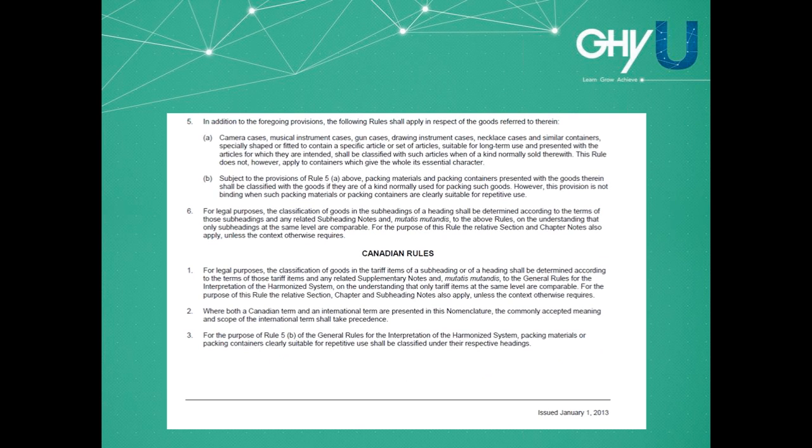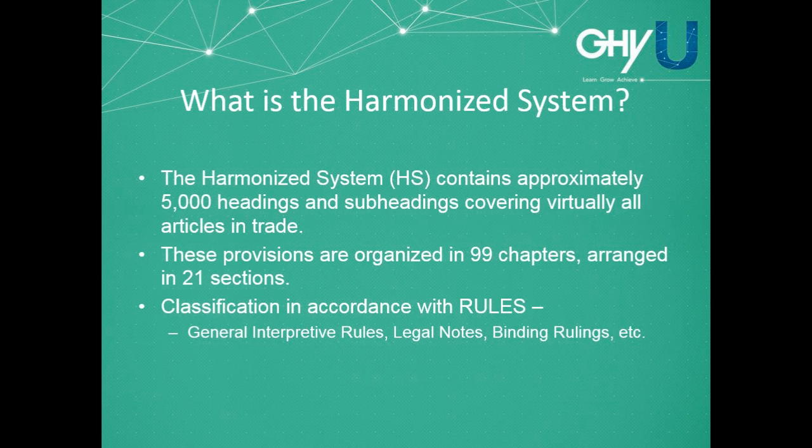So the Canadian rule number 2, where both a Canadian term and an international term are presented in this nomenclature, the commonly accepted meaning and scope of the international term shall take precedence. And then the last of the Canadian rules is for the purpose of Rule 5B and the general rules for interpretation of the harmonized system, packing materials or packing containers clearly suitable for repetitive use shall be classified under their respective headings. For example, a tote under Chapter 39. So now that we went through the rules, everybody should be able to classify.